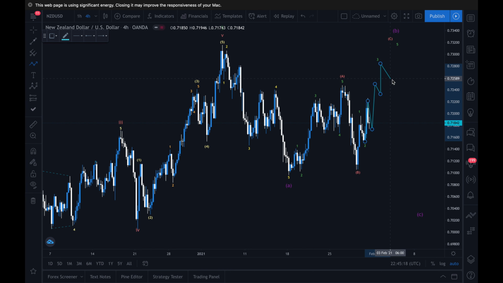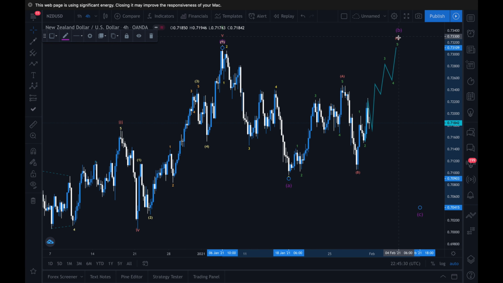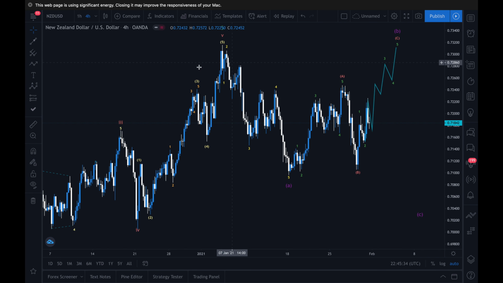Then I'm going to expect a wave 4. Finally, wave 5. That will complete. What will that complete? That will complete our A, B, C as part of our larger B wave. And then we can expect a break. Now, we have liquidity resting over here. Don't worry, we'll talk about liquidity in future videos. We have liquidity resting here, so I'm expecting a break above.